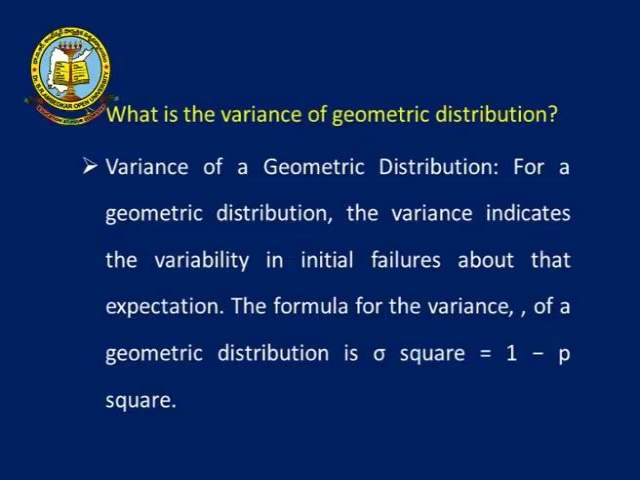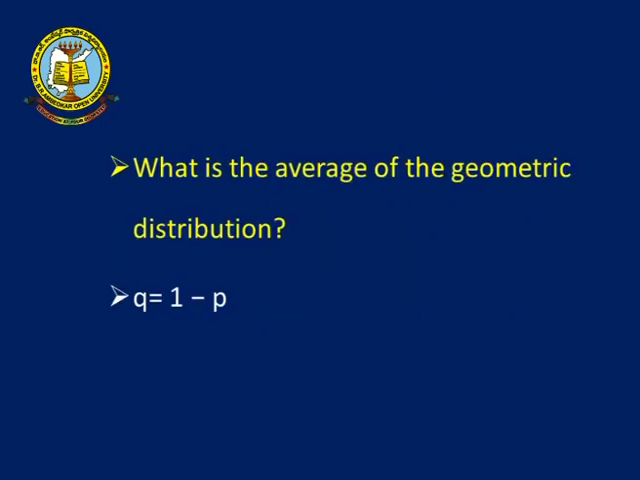What is the variance of the geometric distribution? We already told the mean, now we take the variance. For a geometric distribution, the variance indicates the variability in initial failures about the expectation. The formula for the variance of the geometric distribution, sigma square, is equal to 1 minus p over p square. What is the average of the geometric distribution? Already I told that q is equal to 1 minus p.